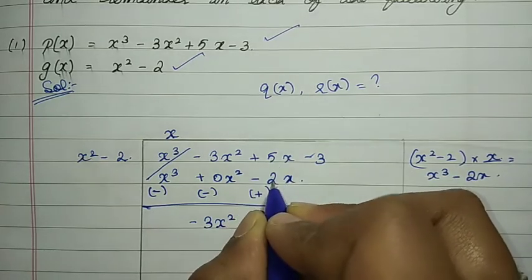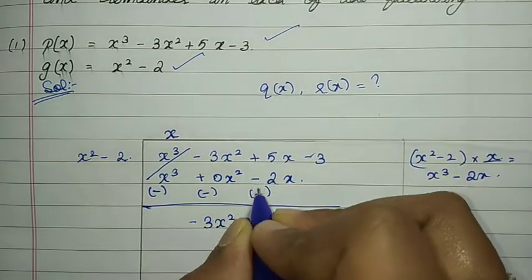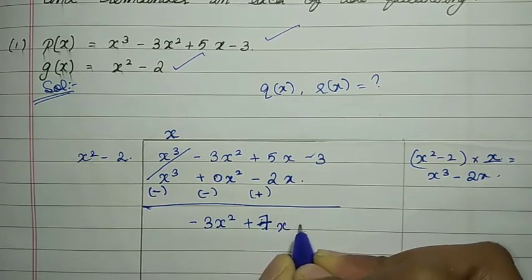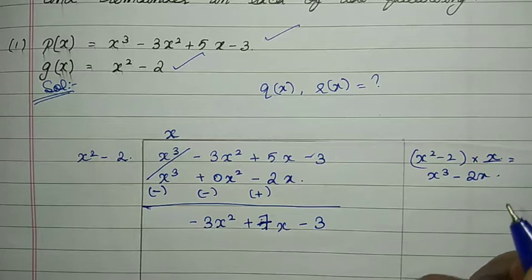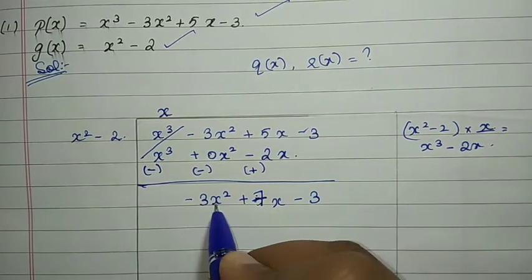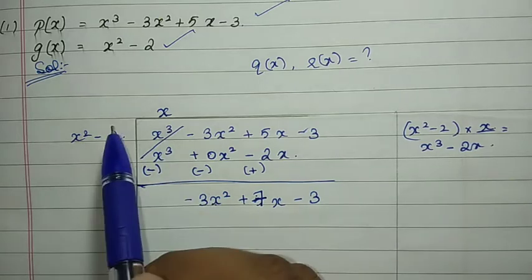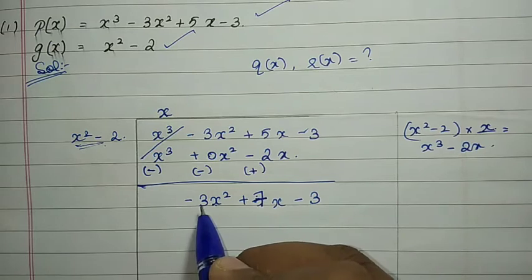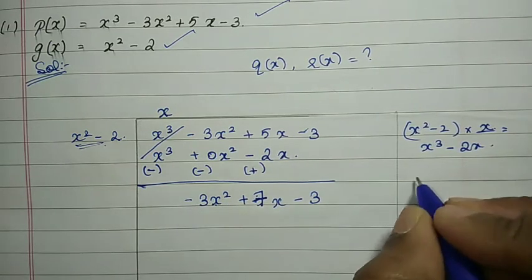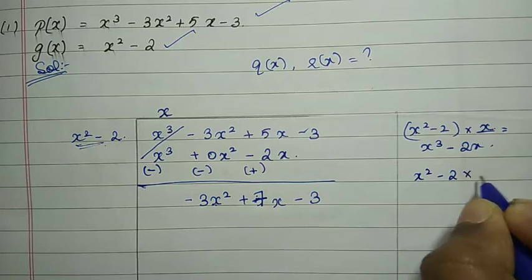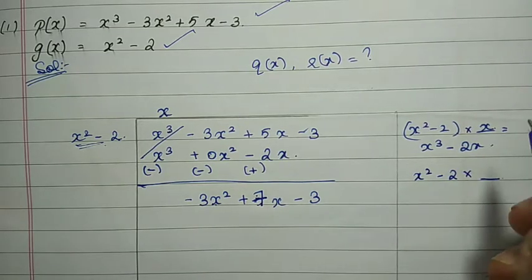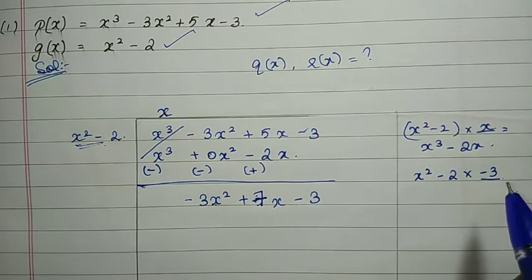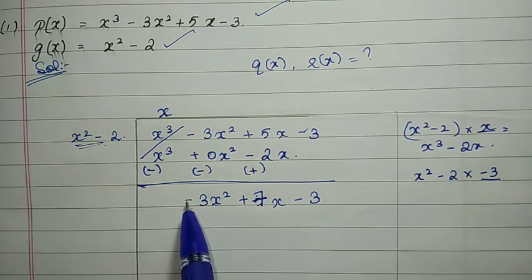5 minus (minus 2) is 7, isn't it? So I will write 7x minus 3 as it is. Now I have x square, and here I already have x square. So I have to get rid of the minus 3x square. x square minus 2 into something I have to multiply. What does that mean? It is minus 3. So if I multiply with minus 3, I will get minus 3x square.